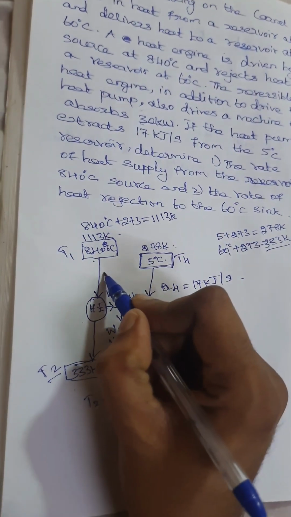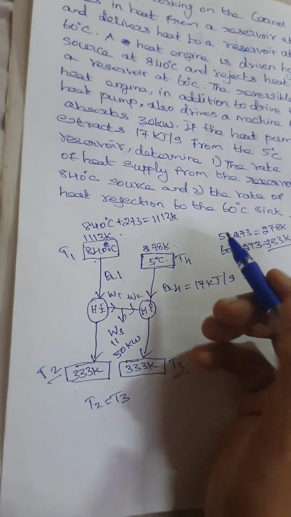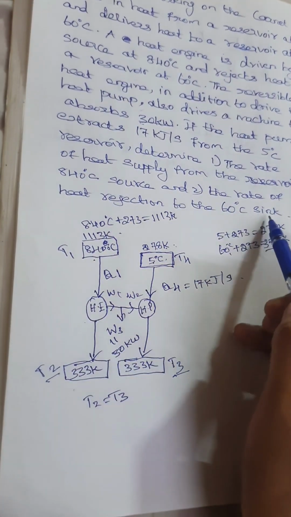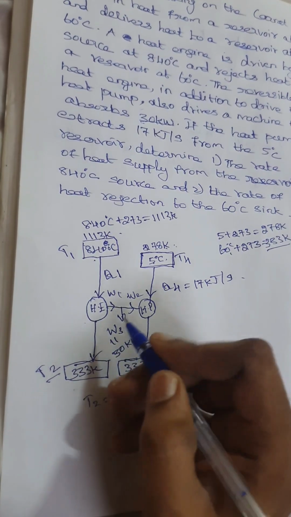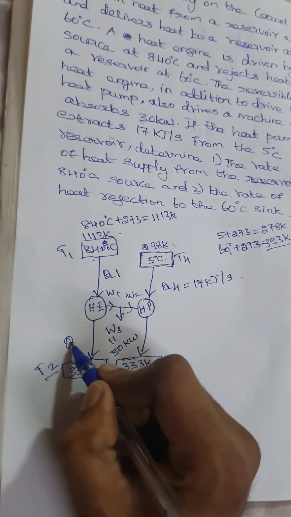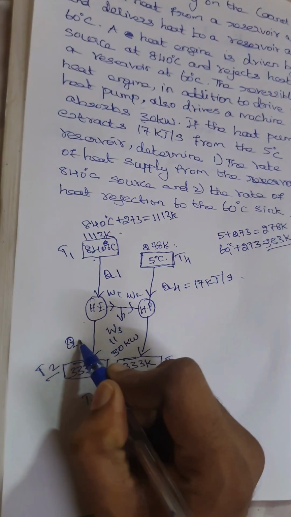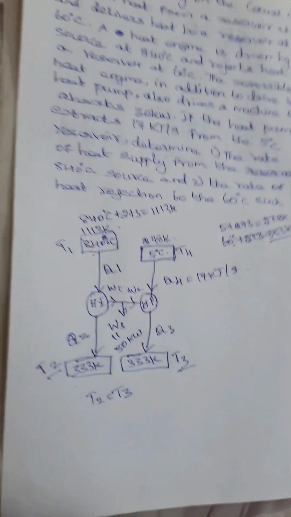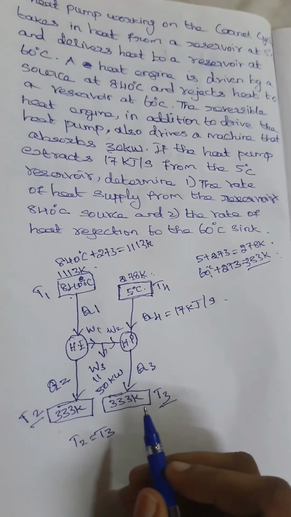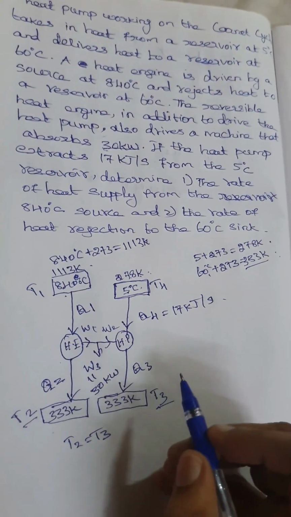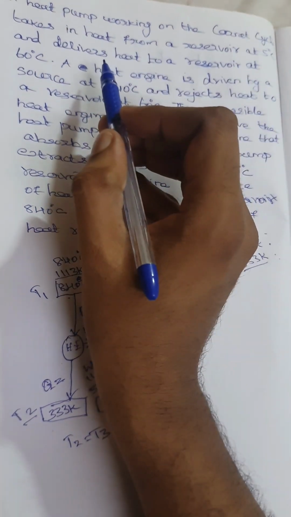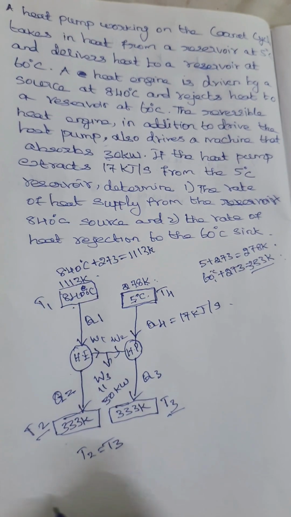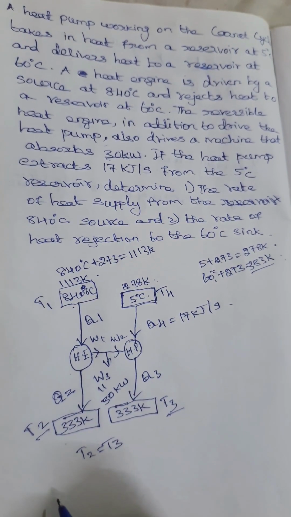That means he is asking you to find out Q1, and he is again asking you to find out the rate of heat rejection to the 60 degree centigrade. That means he is asking you to find out the heat rejection, Q2 plus Q3. Now we have drawn the diagram based on the data which was given in the question. Now you have to start writing the given data.